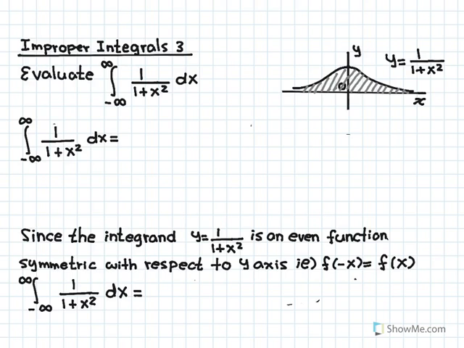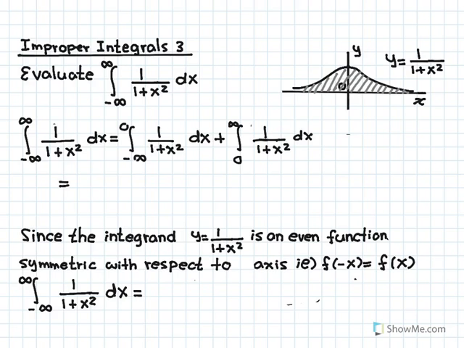So let's do that. The integral from minus infinity to infinity of 1 over 1 plus x squared dx, we write this as the integral from minus infinity to 0 of 1 over 1 plus x squared dx, plus the integral from 0 to infinity of 1 over 1 plus x squared dx.